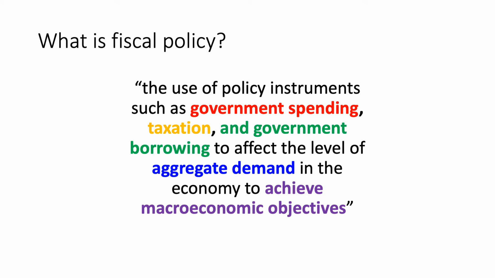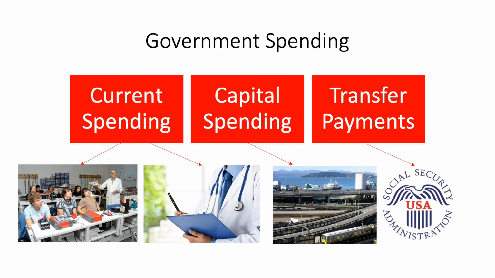One set of policies to achieve these objectives is fiscal policy. Fiscal policy can be defined as the use of policy instruments such as government spending, taxation, and government borrowing to affect the level of aggregate demand in the economy to achieve macroeconomic objectives. A large part of this video now is going to be about dissecting this definition, ensuring that we know what fiscal policy is, how it works, and what its effects are.